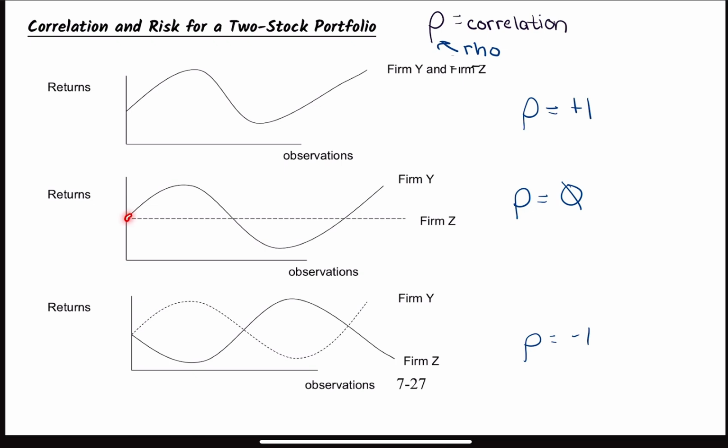If firm Y and firm Z look something like this with the returns, we have a correlation of 0. And then for this example, firm Z and firm Y are complete opposites. So we have a correlation of -1. When one is going up, the other is going down.